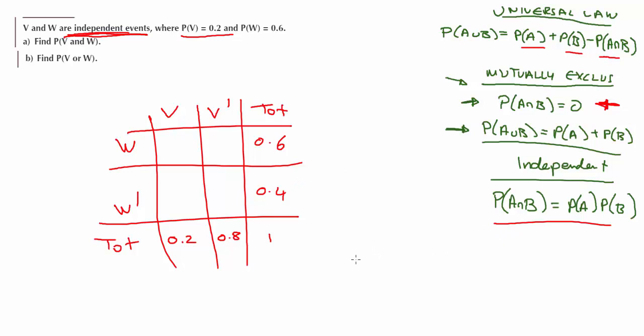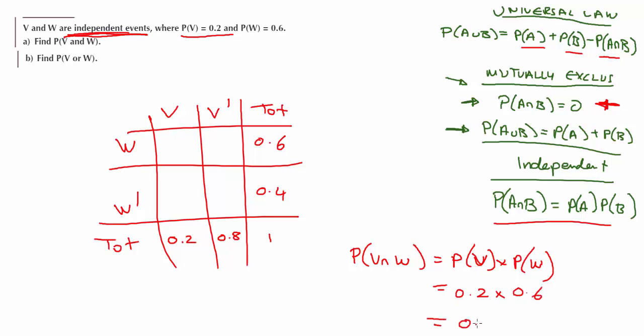So if it's independent, the probability of V and W is equal to the probability of V times the probability of W. Well, we know what the probability of V is. It's 0.2 times 0.6, which equals 0.12. So that's what the probability of V and W is, you know what I mean. And that's that one. So the first answer to that is that.